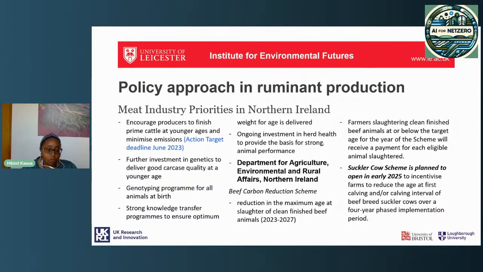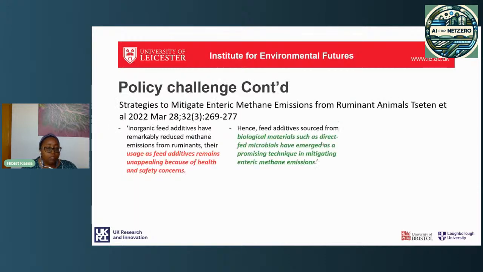This has also created room for questions around investment in genetics to deliver good carcass quality, according to the meat industry, genotyping programs, and strong knowledge transfer programs. So this raises some questions about the policy coherence between the meat industry and the Department for Agriculture, Environment and Rural Affairs in Northern Ireland, and it's reflected in the policy shifts that have taken place in Northern Ireland. But there's always the unintended consequence.